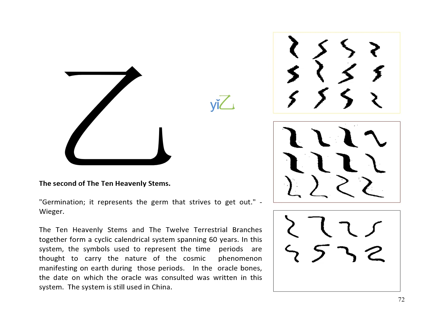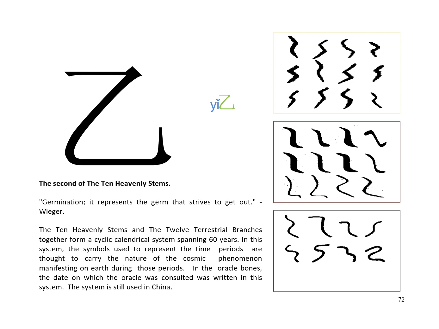Here, this is the second of the 10 heavenly stems. I'll read what I've written here. The 10 heavenly stems and the 12 terrestrial branches together form a cyclic calendrical system spanning 60 years. In the system, the symbols used to represent time periods are thought to carry the nature of the cosmic phenomenon manifesting on Earth during those periods. In the oracle bones, the date on which the oracle was consulted was written in this system. The system is still used in China.